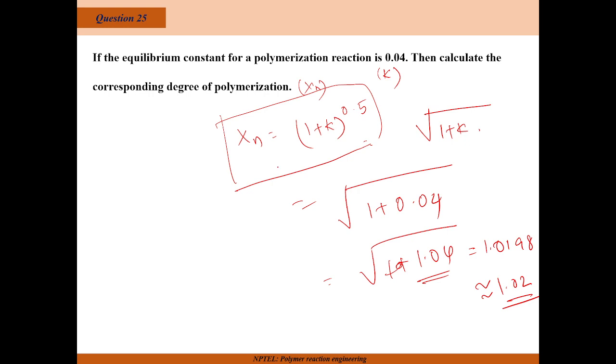Okay. I just want to ask one thing, please. Is it Xn equals 1 plus K to the power half, or whole to the power half? So the equation is correct. Xn is 1 plus, whole to the power of.